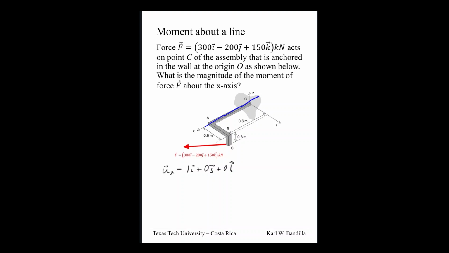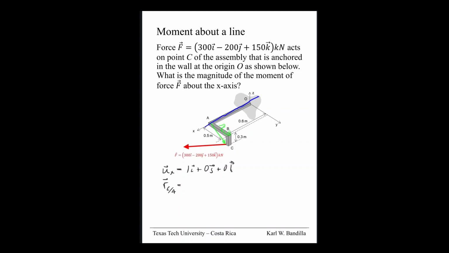Now the other thing that we need is a vector that points from anywhere on our line to our force. So let's think. We could of course go from the origin all the way over here, but the easiest one is going to be just going from A to C. That would be our RCA. So let's find RCA. We could again go through and find where A is and where C is, but it's pretty simple geometry, so we can just find our RCA directly.